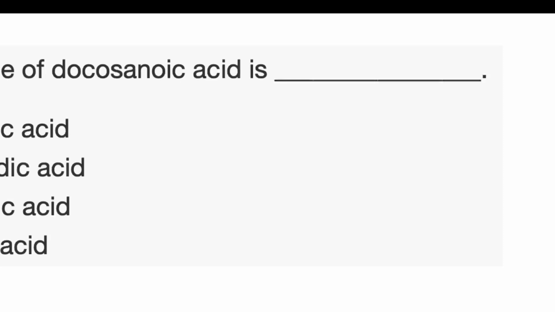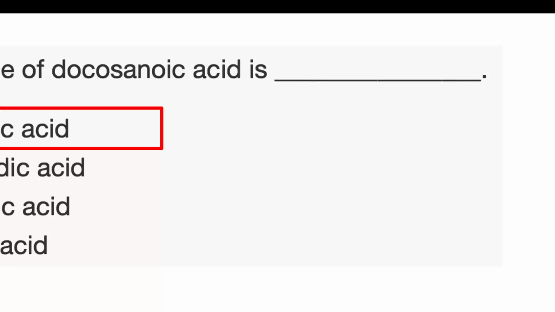Okay, let me take a look at the chat box and see what answers have been posted. Ramya says maybe A but not sure. Aparna is saying D, and I don't see anyone else answering. Okay, it is time to reveal the correct answer to this question. What is an example of a docosanoic acid? Option A is the correct answer. Behenic acid is the correct answer to this question.